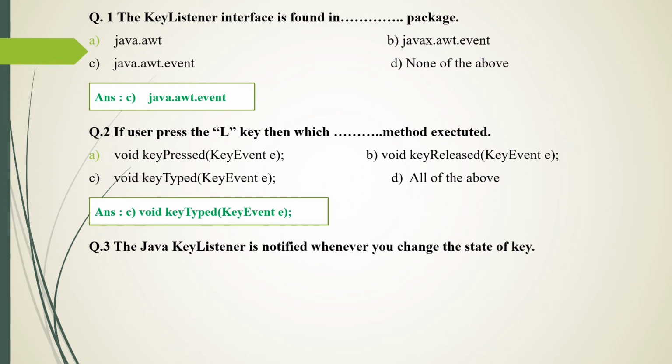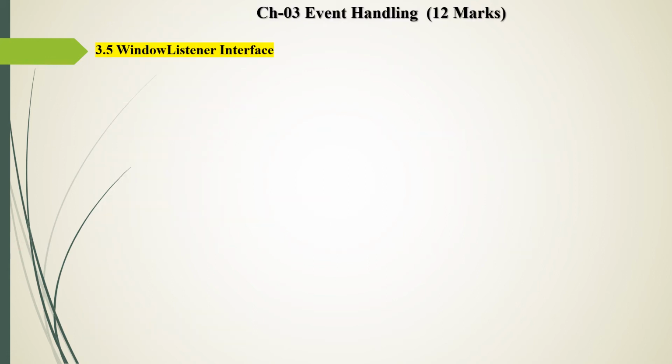Third question: the Java KeyListener is notified when you change the state of a key. Options are true and false. The statement is true, so the answer is true. Next listener is the WindowListener interface. The Java WindowListener is notified whenever you change the state of a window. Last we saw the KeyListener, which is notified when the state of a key is changed, and this listener, WindowListener, is notified when the state of a window is changed.